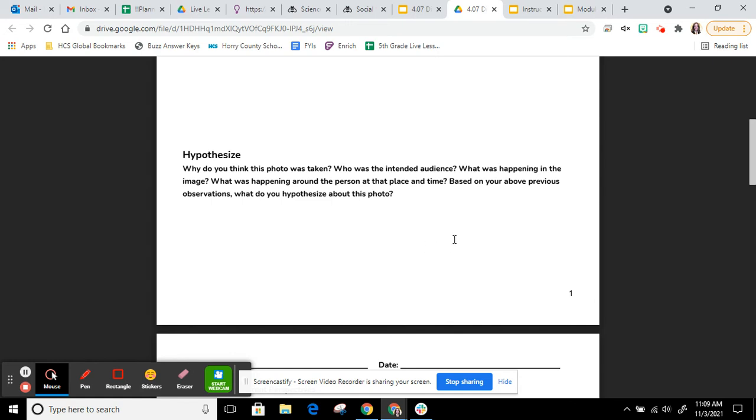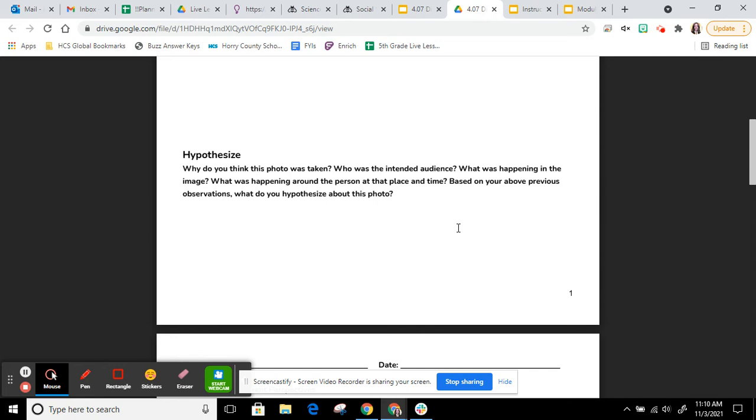Then you're going to go to your hypothesize or your hypothesis. Why do you think this photo was taken? Who was the intended audience? What was happening in the image? What was happening around the person at that place and time? Based on your previous observations, what do you hypothesize about this photo?